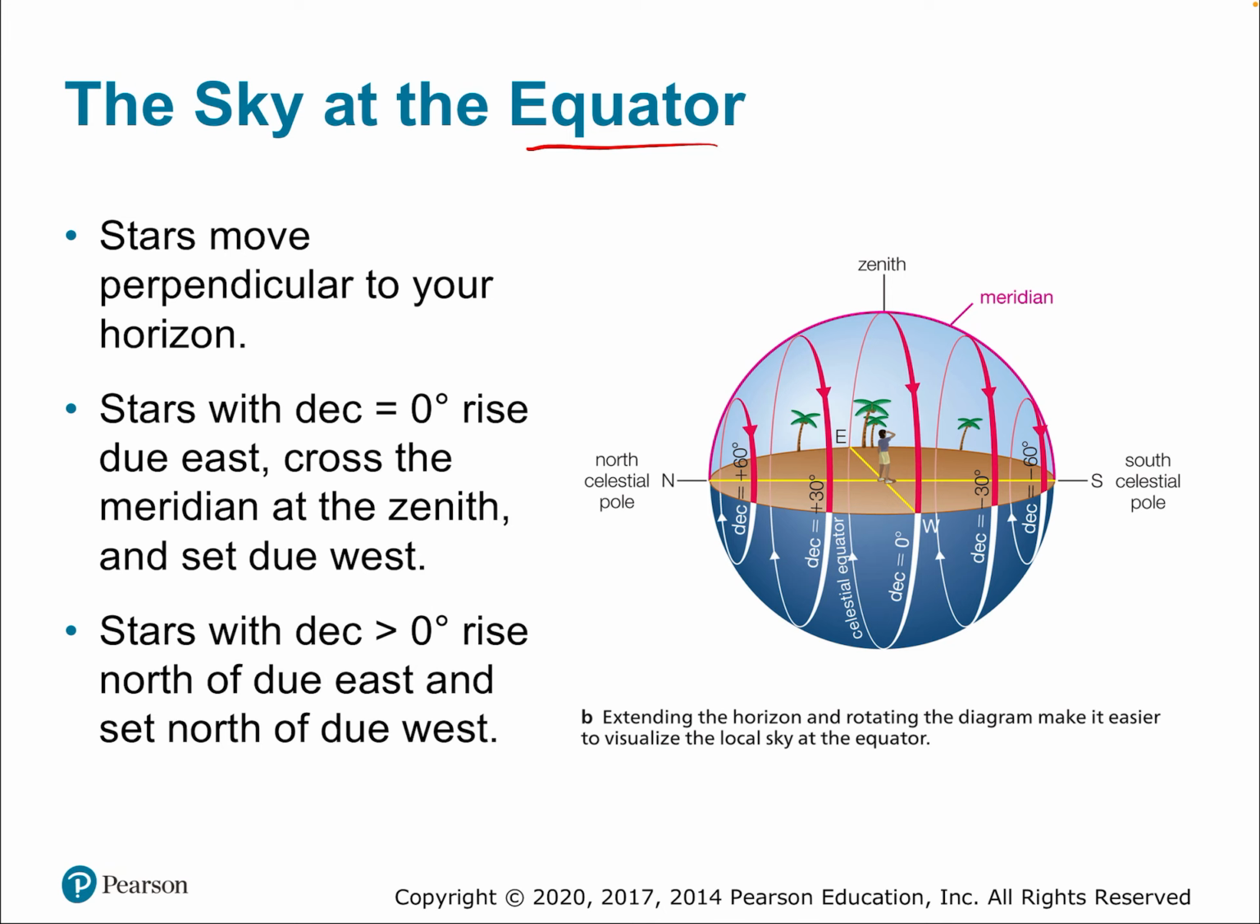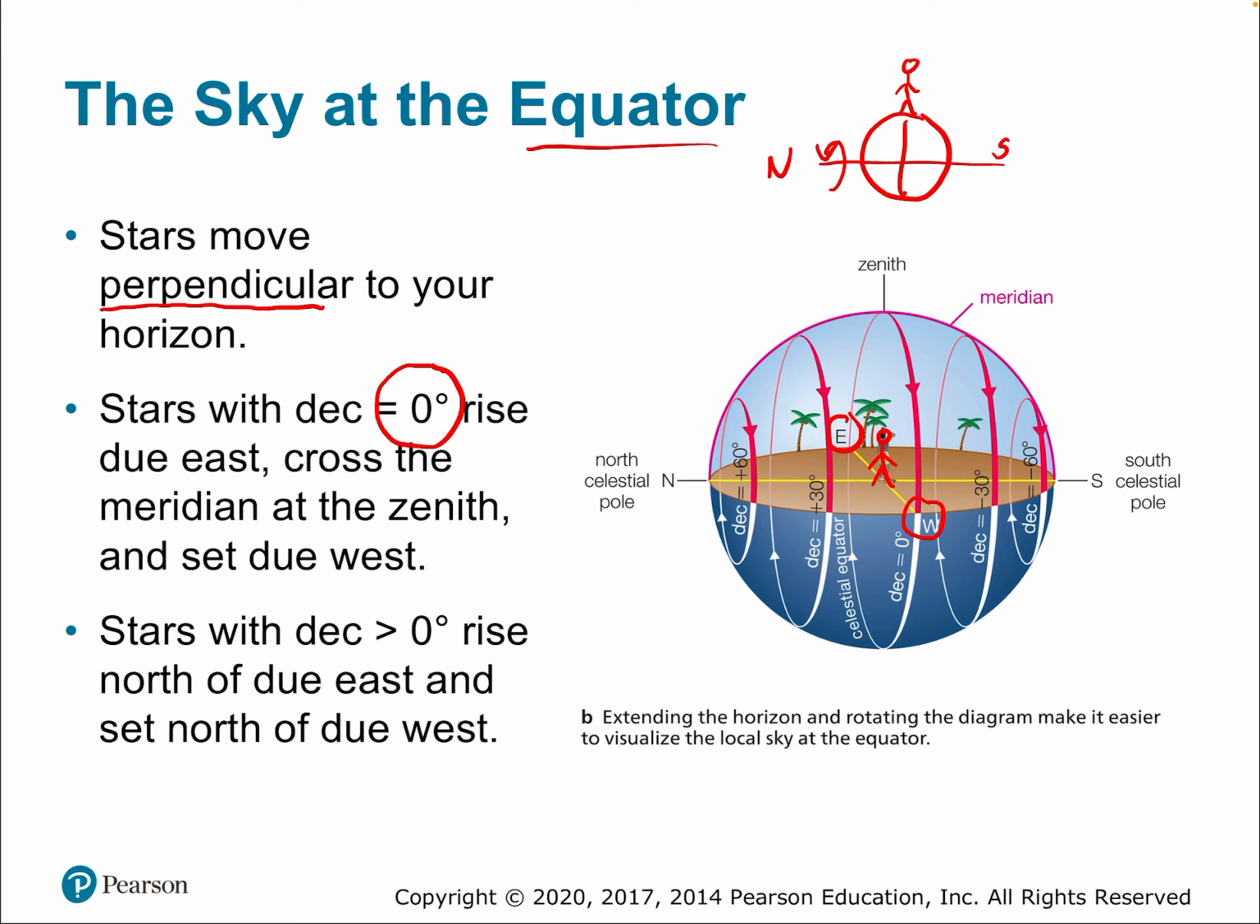So the stars, in this case, move perpendicular instead of parallel to the horizon, and stars with a declination of 0 rise due east and set due west, because any star with a declination of 0 degrees is a star that's located on the celestial equator. Well, this person is located on Earth's equator, all right? They are on Earth's equator, so here's Earth, right, with its rotation axis, south and north pole. Our stick figure is right there on the equator, okay?